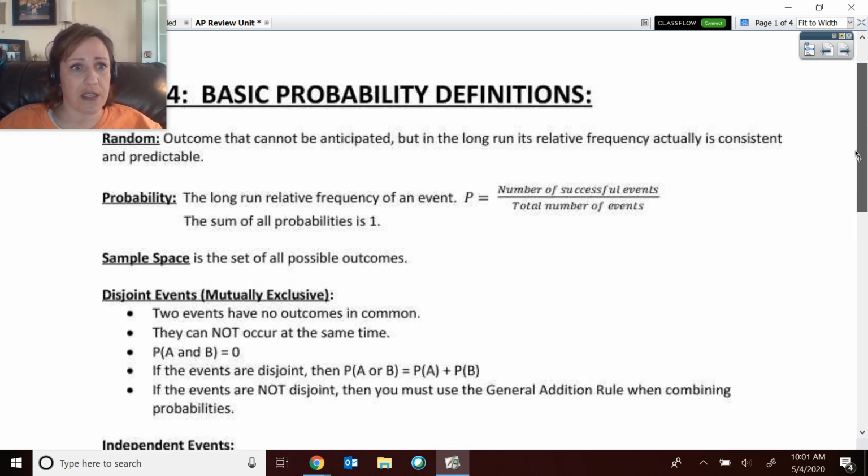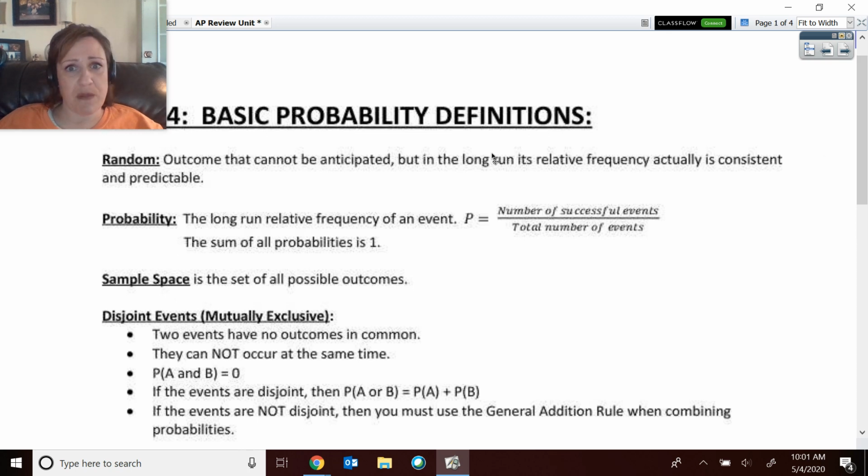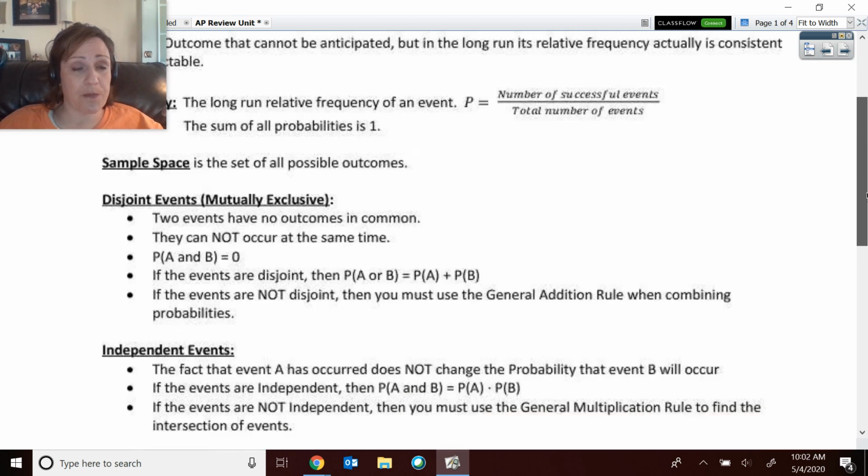Randomness is, you get things that are random. It can't be anticipated immediately, but in the long term, it actually is predictable. Law of large numbers, in the long run, we have that theoretical probability. Okay, so it's the successes out of the total. We know that, and it's always a number between 0 and 1. Sample space is all the possible outcomes, so just listing all of the various items that can happen there.